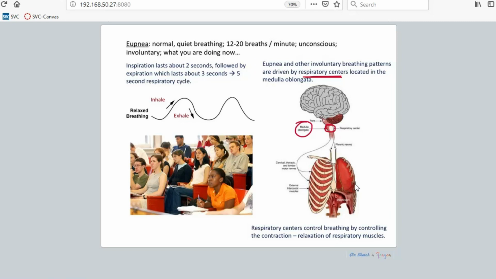And something I want to point out is that these respiratory centers up here in the medulla control breathing by controlling the contraction and relaxation of what we call respiratory muscles. And these are some respiratory muscles right there. These respiratory muscles are skeletal muscles, and they're going to be responsible for inhaling and exhaling. We'll look at those respiratory muscles on the next slide. But basically, motor neurons come down out of the respiratory center. They're going to cause these muscles to contract, which is going to generate our breathing.